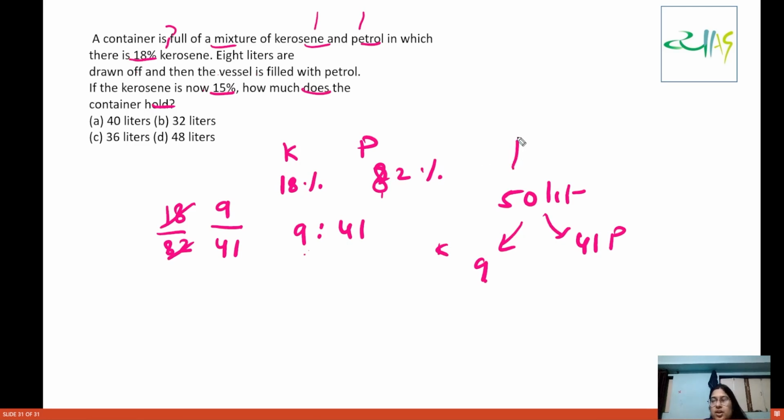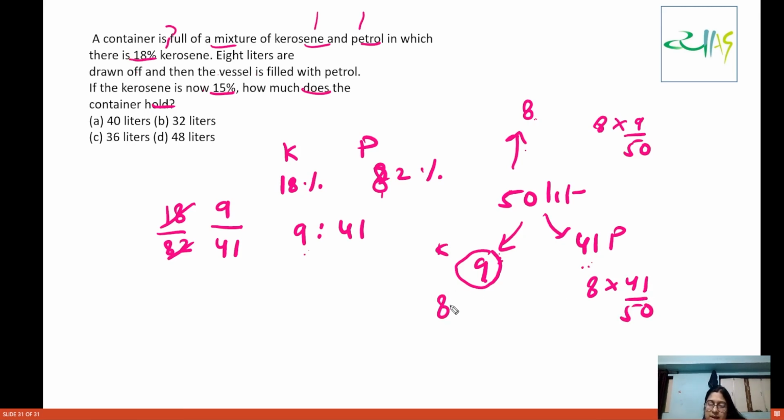So if I draw 8 liters from this, how much of this is removed? 8 into 9 by 50 of kerosene is removed, and how much of this petrol is removed? 8 into 41 by 50. And then the vessel is filled with petrol.